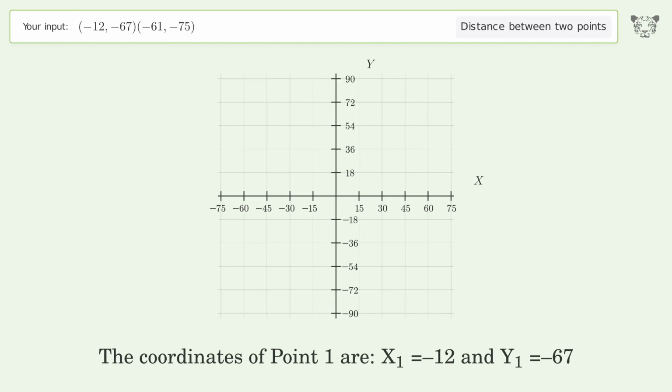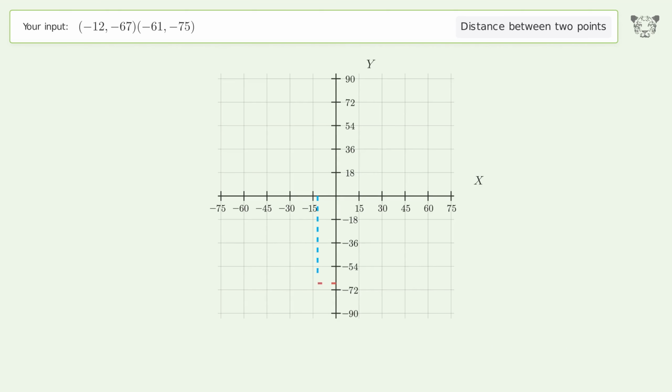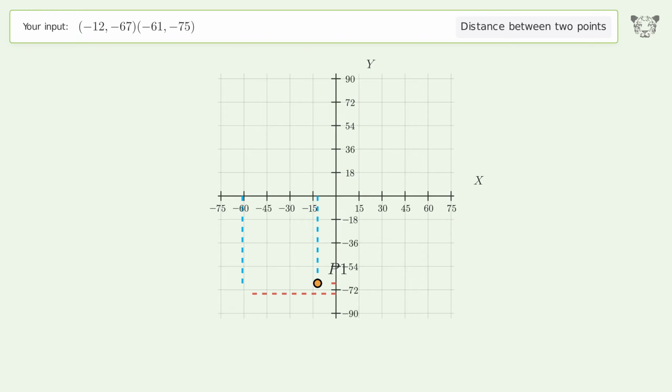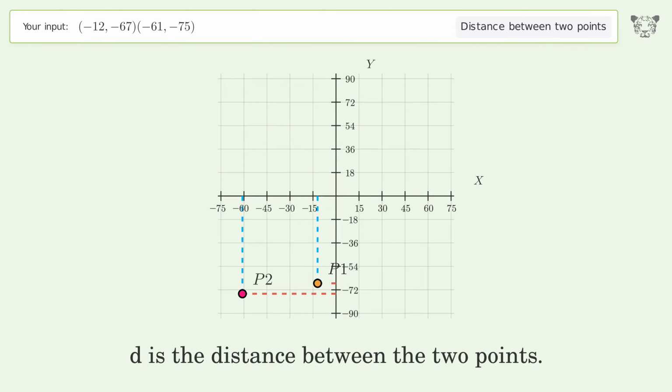The coordinates of point 1 are x1 equals -12 and y1 equals -67. The coordinates of point 2 are x2 equals -61 and y2 equals -75. D is the distance between the 2 points.